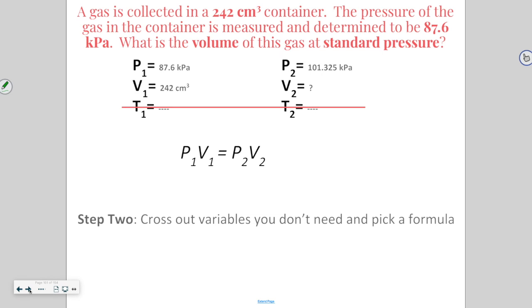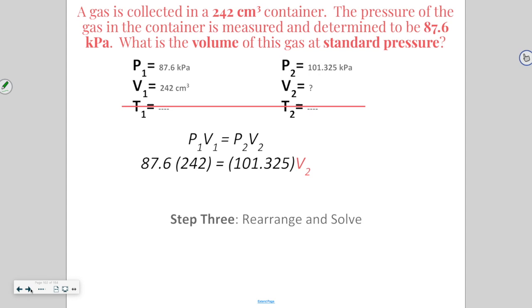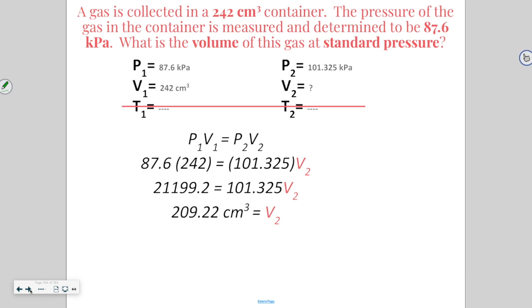So let's plug those values in. 87.6 times 242 equals, over on my second side, 101.325 times that volume that I'm solving for. So when we combine like terms and simplify, on the left, I get 21,199.2. And on the right, I haven't been able to simplify anything. So in order to solve for V, I need to get V by itself, which means I'm dividing by 101.325. Those cancel. And once you divide, you are left with 209.22 centimeters cubed for your volume.